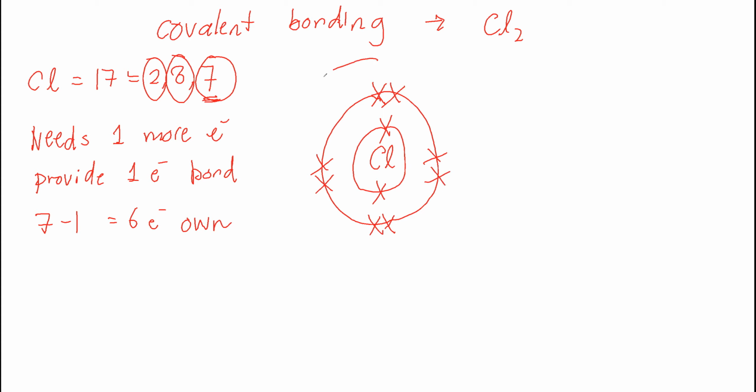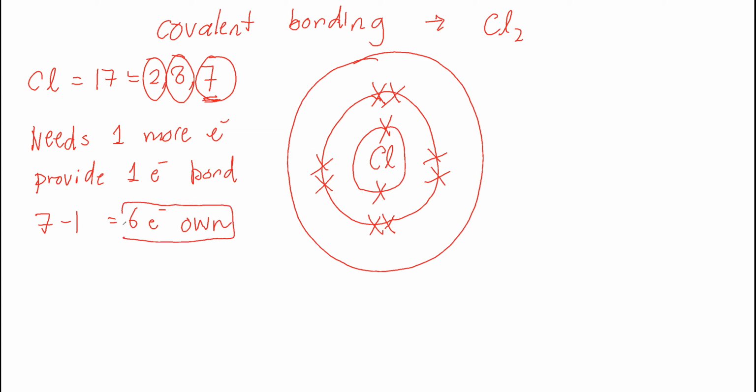And let's draw the last shell, but bear in mind, in the last shell, 6 electrons are its own, 1 electron is in the bond. So we proceed to draw 6 electrons of its own, and we draw 1 electron within the bond. So on the other side, we do the same.